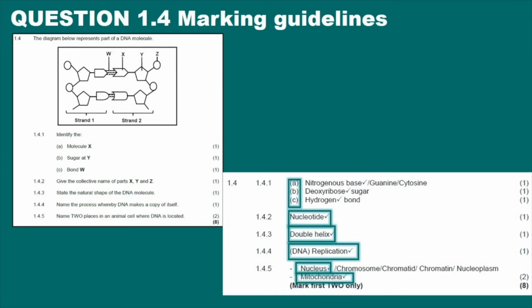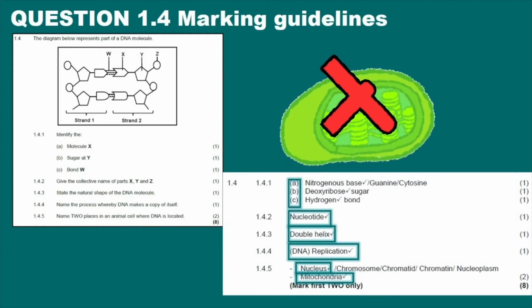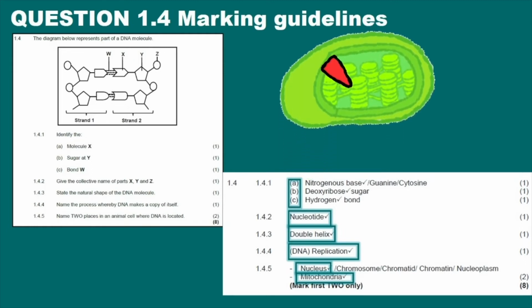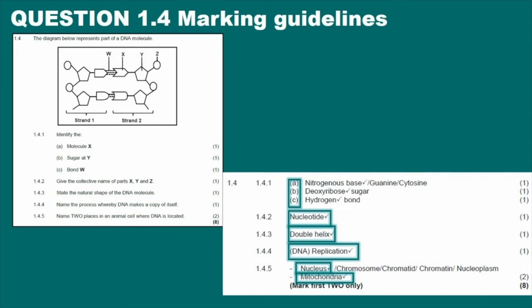They also give you the benefit of the doubt if you write in the chromosomes, chromatin network, nucleoplasm, or even chromatids. So the trick here is that it's an animal cell. We've taught you that you find DNA in the nucleus, the mitochondria, and the chloroplast. But it's very, very important that you do not write chloroplast here, because that is only found in the plant. And that's the trick to this question, because a lot of learners will write chloroplast.